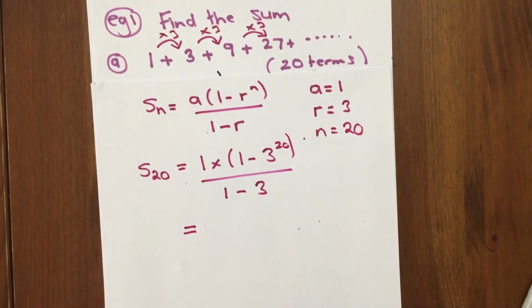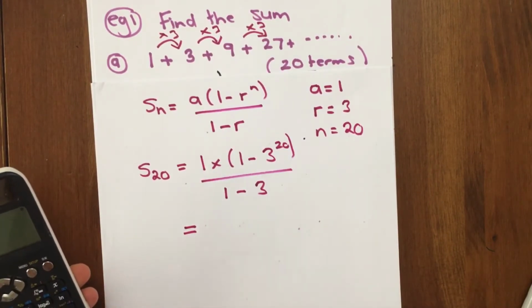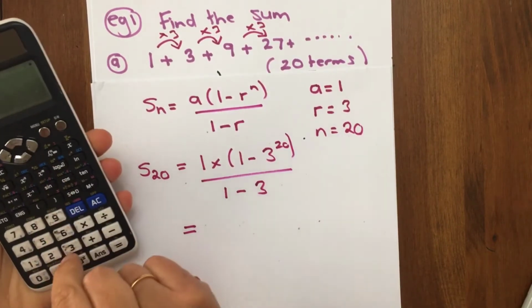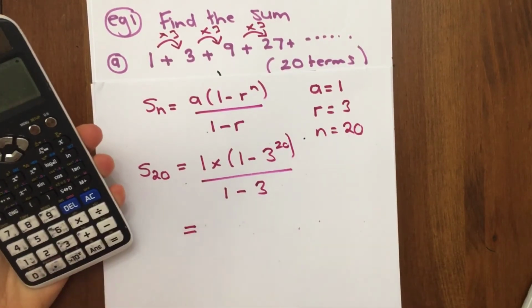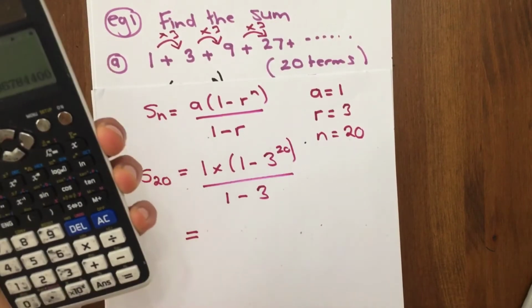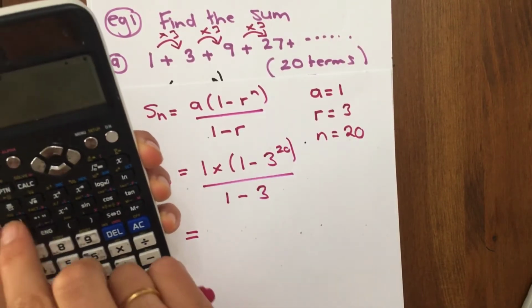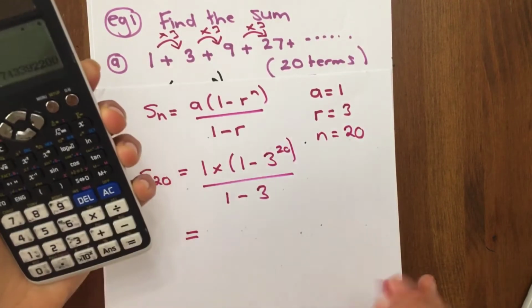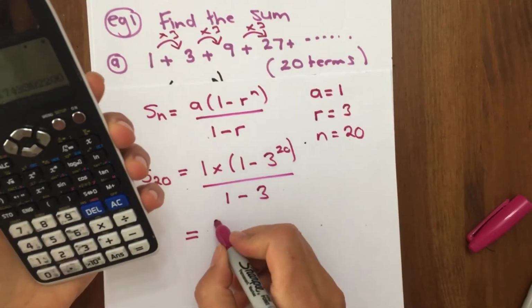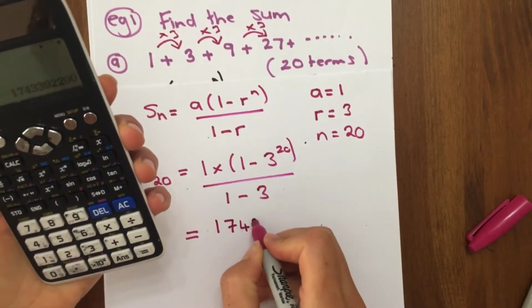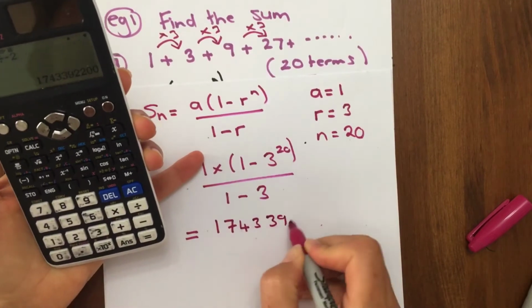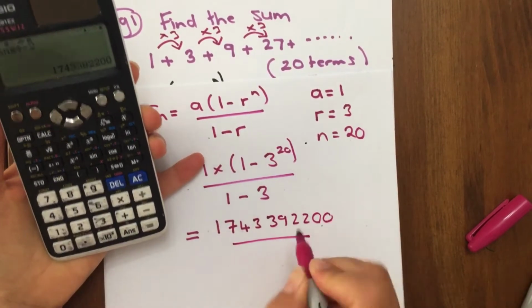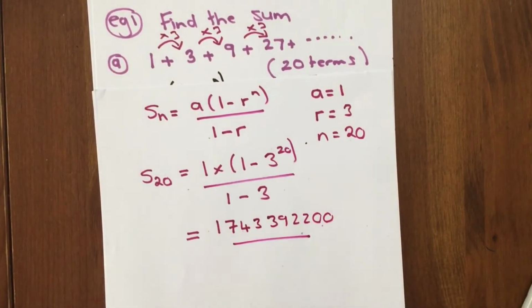Okay, so just work that out on your calculator. 1 minus 3 to the power of 20 equals divided by -2 equals. So I get a huge number. I get this. I'm not going to even attempt to say it. That's my answer. Okay, so just check you can do your calculator and you get the same answer.